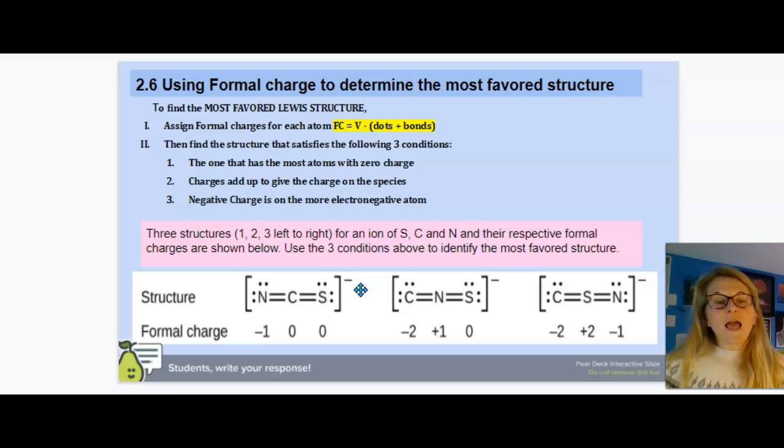And then our last stop, if we're still having some structures we're trying to decide between, is that we want to make sure that the negative charges are on the most electronegative atom in our structure. And that just makes sense because they're going to pull the electrons towards them more than the less electronegative atoms in the species.